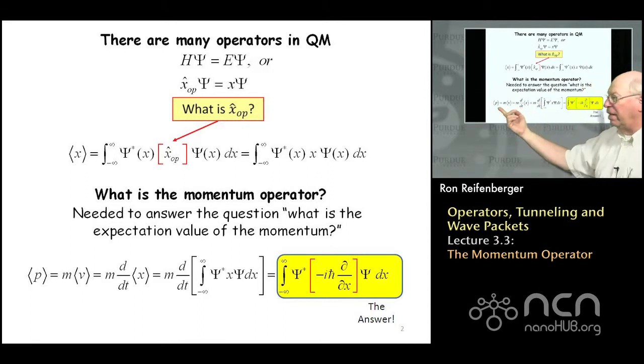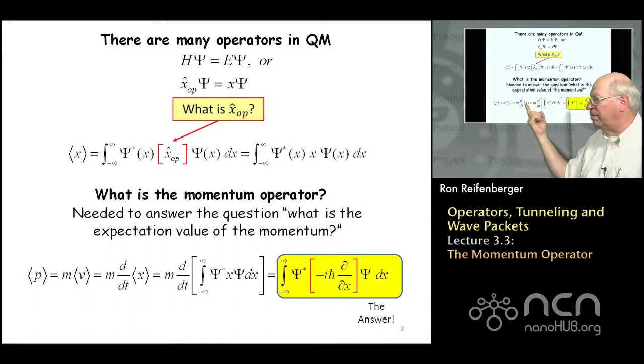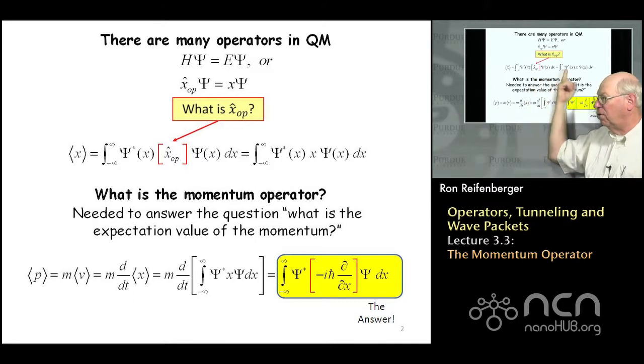So let me just say that we define the expectation value of the momentum in a rather obvious way. It's the mass of the particle times the expectation value of the velocity. The expectation value of the velocity is the time derivative of the expectation value of the position, and the expectation value of the position, of course, is defined by this equation up here. So if we want to calculate the expectation value of momentum, we have to take the time derivative of this integral, psi star x psi dx. What I'm going to do here is just write the answer down, and then in the next few slides I'll show you how that answer is obtained.